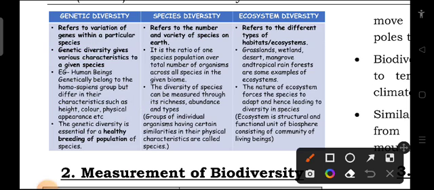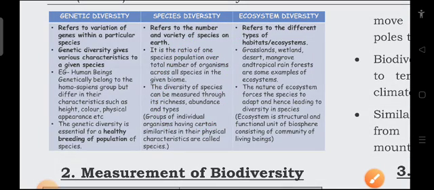So the next kind of diversity is species diversity. This refers to the number and variety of species on the earth. There are many varieties of species living on this earth. It is a ratio of one species population over the total number of organisms across all species in a given biome. So species diversity means one type divided by the total number of organisms. The diversity of species can be measured through its richness, abundance and types. A group of individual organisms having certain similarity in their physical characteristics are called a species. For example, human species. We all belong to the same species, that is human being.